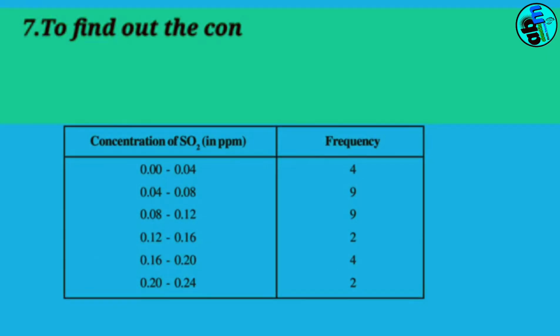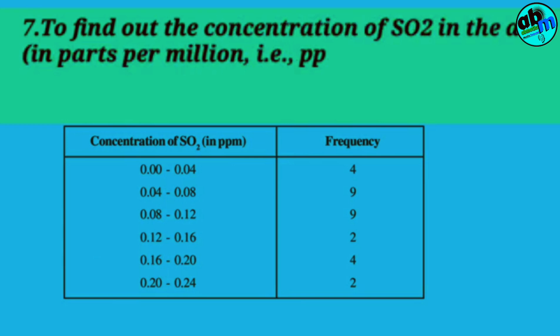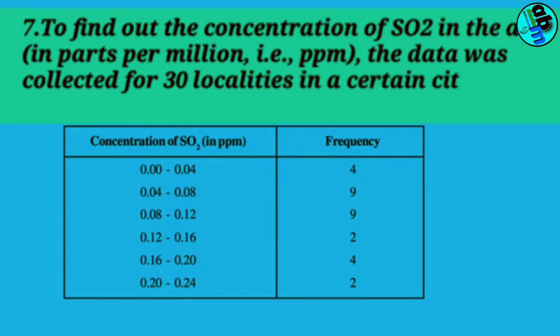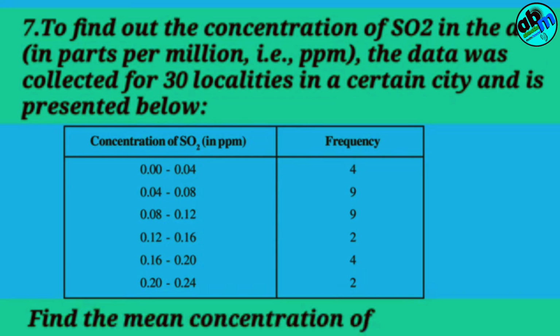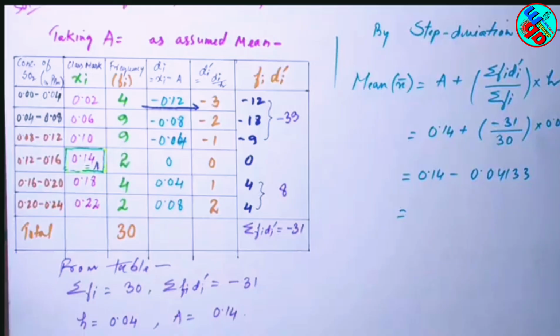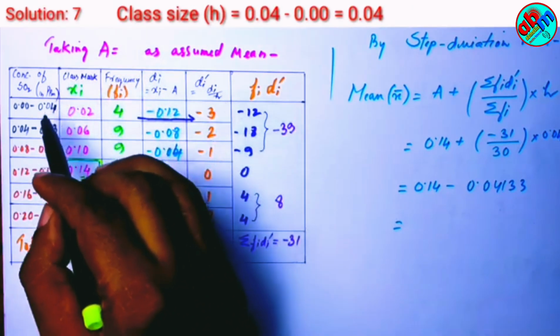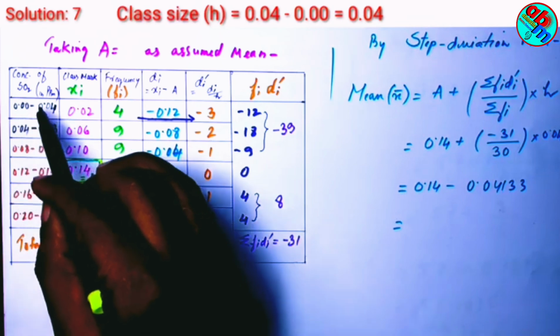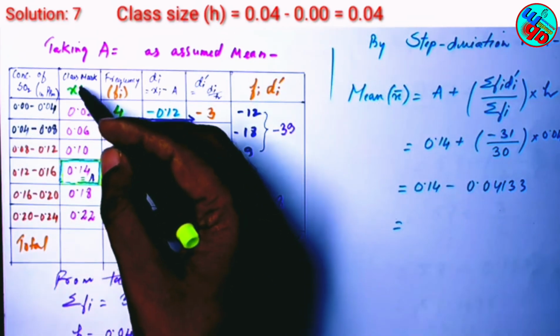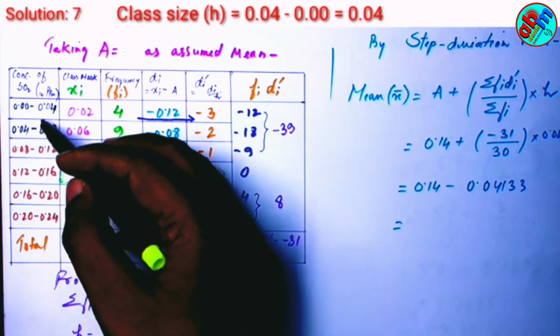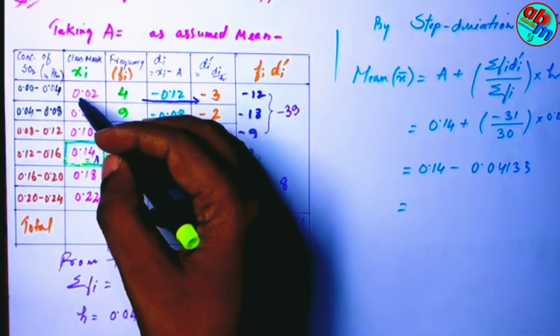Here we have a question. To find out the concentration of sulfur dioxide, SO2, in the air in parts per million, that is ppm, the data was collected for 30 localities in a certain city and is represented below. Here on the table, find the mean concentration of SO2 in the air. So let us solve it. Here we took the class size as 0.04 minus 0.00, which is 0.04, and we found out the class mark as xi. We add and divide by 2, and we got 0.02 and so on.